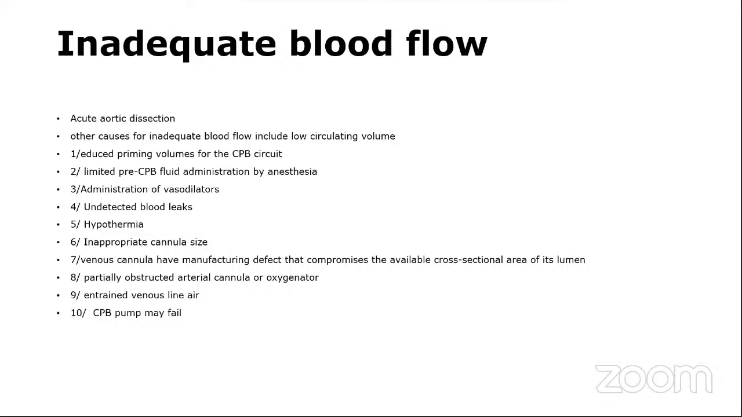The other cause is inappropriate cannula size. The size of the cannula compared to the patient will also decrease venous drainage. A rare manifestation is a venous cannula manufacturing defect, where there is a decrease in the cross-sectional area of the lumen. There is extra material inside the lumen. This will affect the flow also.